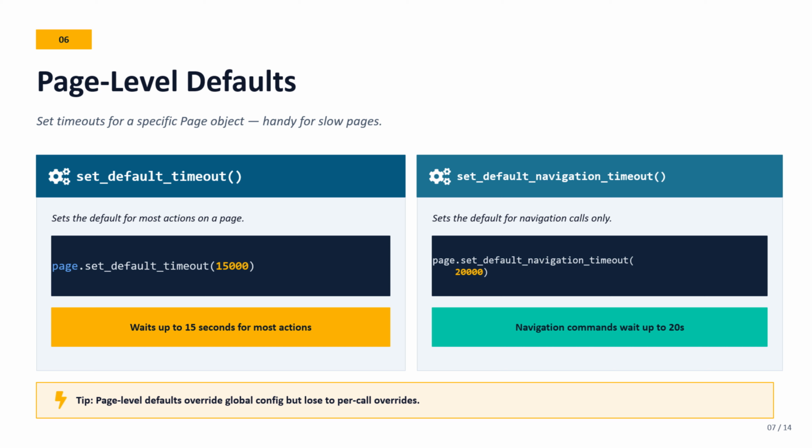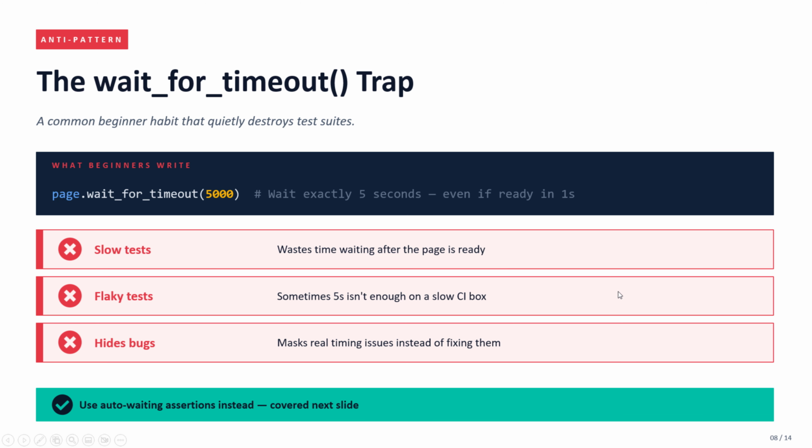Now let's talk about wait for timeout, which is very common and you might have seen people using it. So let's talk about that now. Basically, wait for timeout is a trap, a common beginner habit that quietly destroys the test suite. As a beginner, you might be using page dot, on the page level again, wait for timeout 5 seconds. So it waits exactly 5 seconds, even if ready in 1 second. That's the problem.